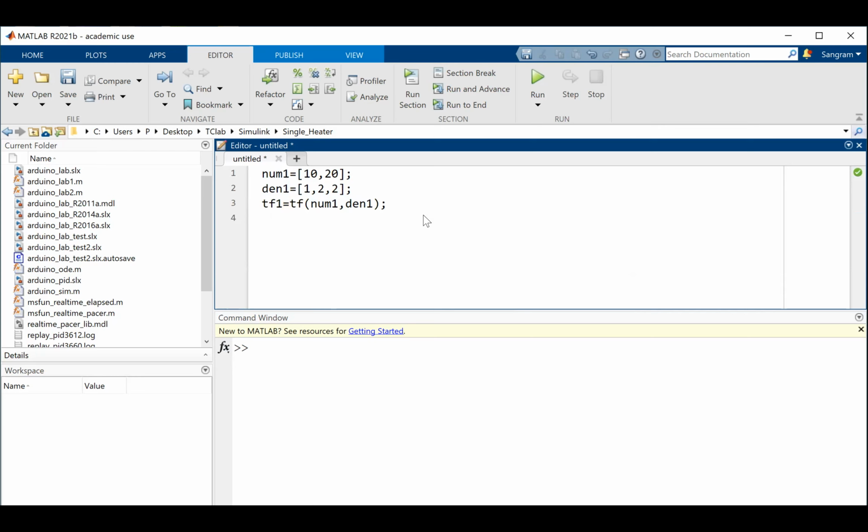Then we are going to use three different techniques, and I'm going to do this one by one. The first one is rlocus. I'm going to say rlocus of tf1. So highlight this, and run this.